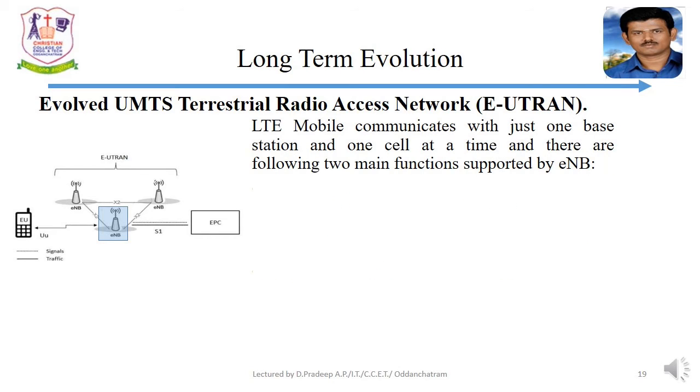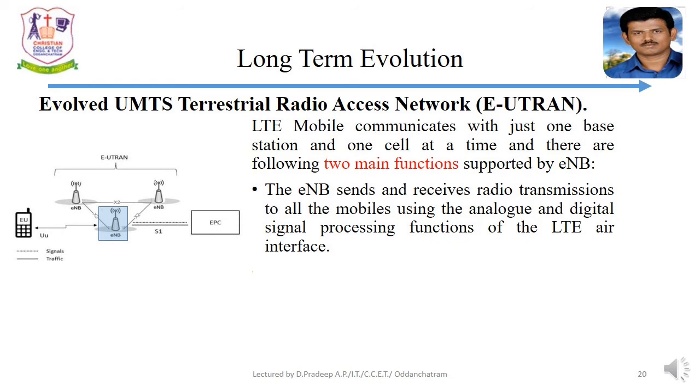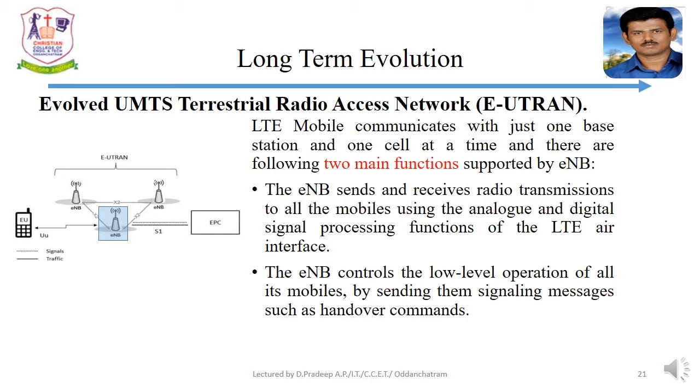The LTE mobile communicates with just one base station and one cell at a time, and there are the following two main functions supported by evolved base stations. The evolved base station ENB sends and receives radio transmission to all the mobiles using the analog and digital signal processing functions of the LTE air interface, and the evolved base station controls the low level operations of all its mobiles by sending them signaling messages such as handover commands.